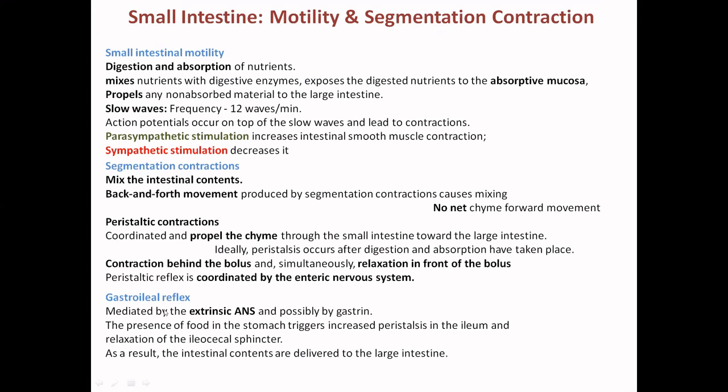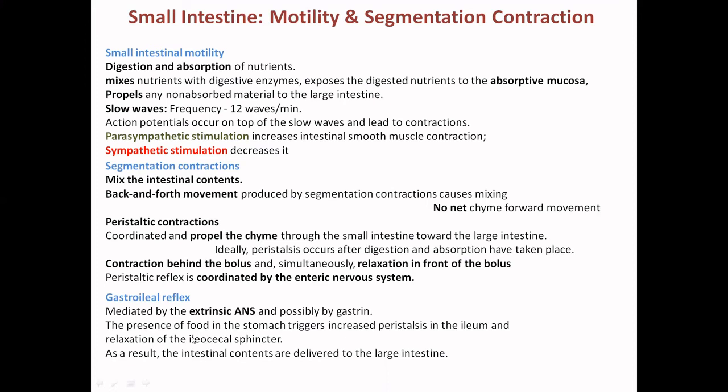Then there is the gastroileal reflex, mediated by the extrinsic autonomic nervous system and possibly by the hormone gastrin. The presence of food in the stomach triggers increased peristalsis in the ileum and relaxation of the ileocecal sphincter so that the contents will move forward. As a result, the intestinal contents are delivered to the large intestine. So behind the bolus, there is contraction. In front of the bolus, there is relaxation.